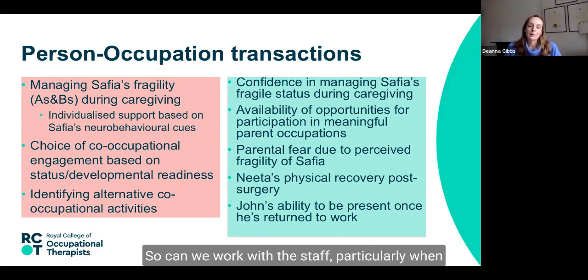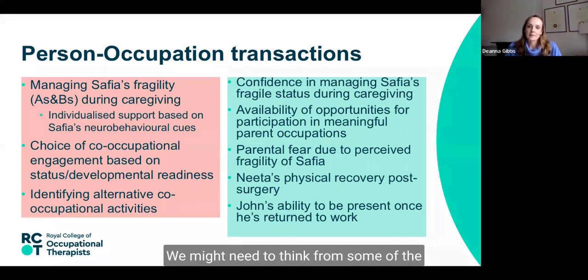So can we work with the staff, particularly when perhaps John is back at work, or Nita's presence might be determined by public transport times and so on and so forth, so that activities that are very meaningful can wait until the parents are able to be present.